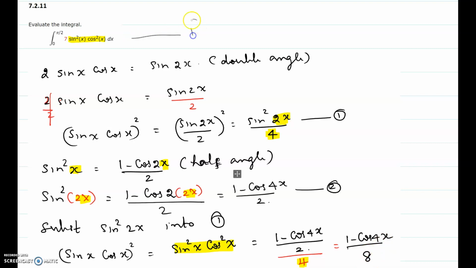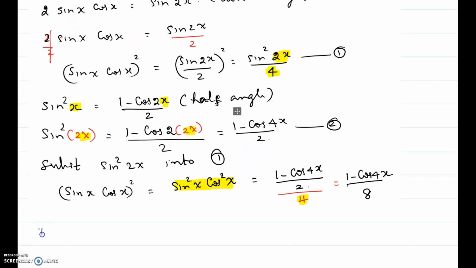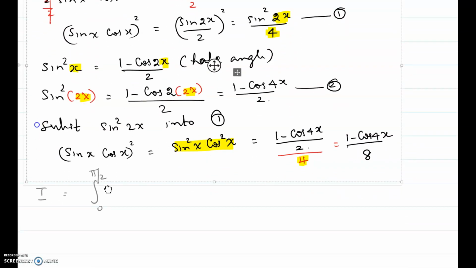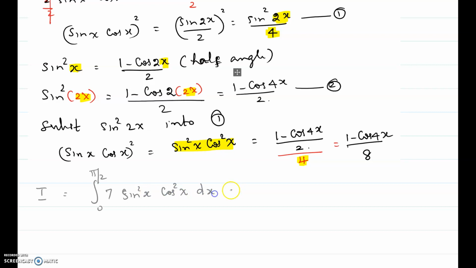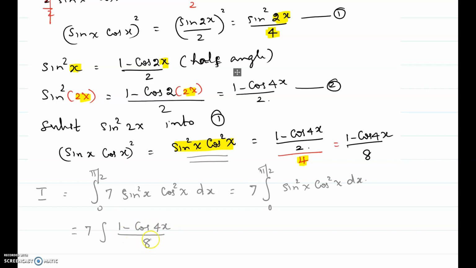Now we can start to integrate. So I equals the integral from 0 through pi by 2 of 7 times sine square x cosine square x dx. This is the problem given. 7 can be taken out of the integral sign, being a constant. From what we have just shown, sine square cosine square can be replaced by 1 minus cosine of 4x over 8, dx between 0 through pi by 2. So you can take the 7 and 1/8 outside. So it is the integral from 0 through pi by 2 of 1 minus cosine of 4x.